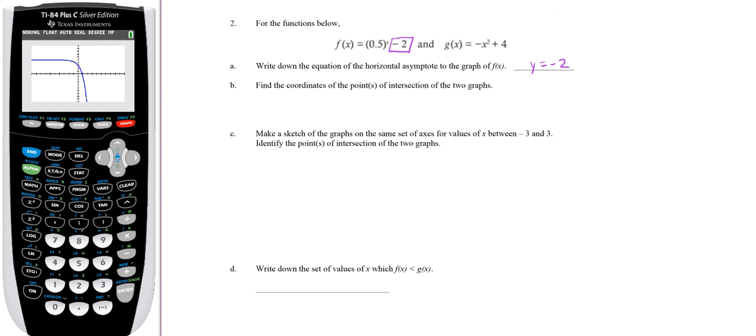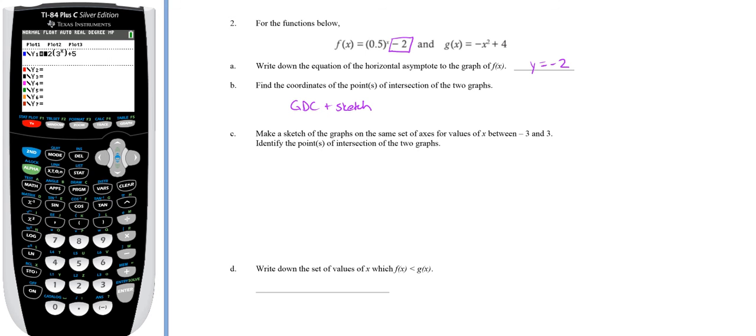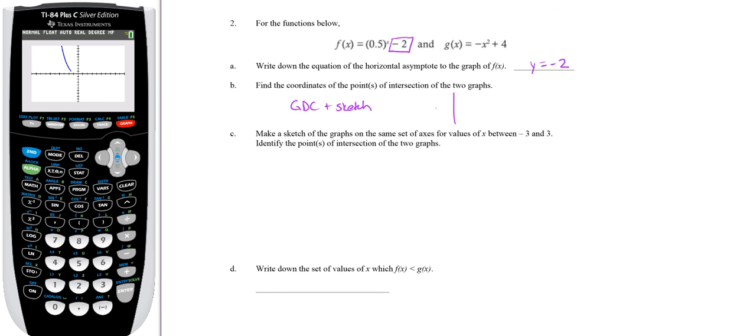The next part asks for the coordinates of the point of intersection of the two graphs. In order to do that, you need to use your GDC and show a sketch of that solution. So we're going to go to our GDC and enter both equations: 0.5 to the power of x, subtract 2, and negative x squared plus 4. When we graph both of those, we're going to see one exponential function and one parabola.